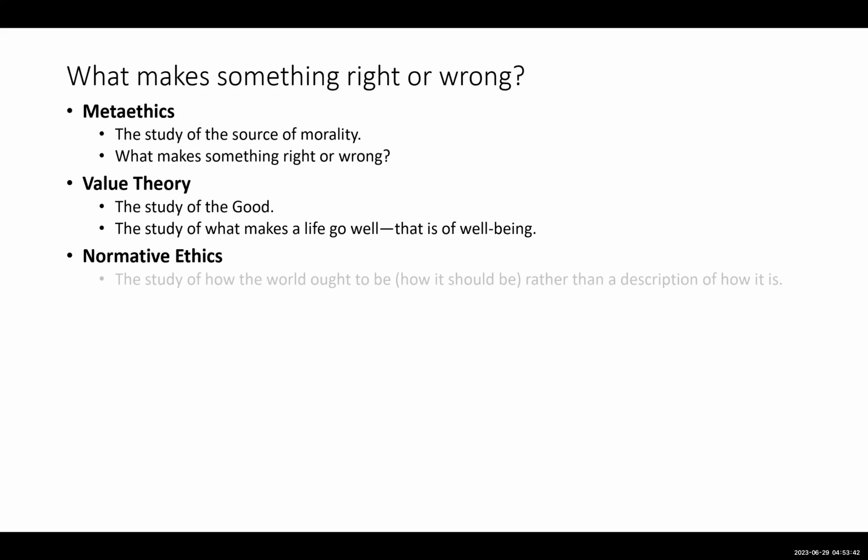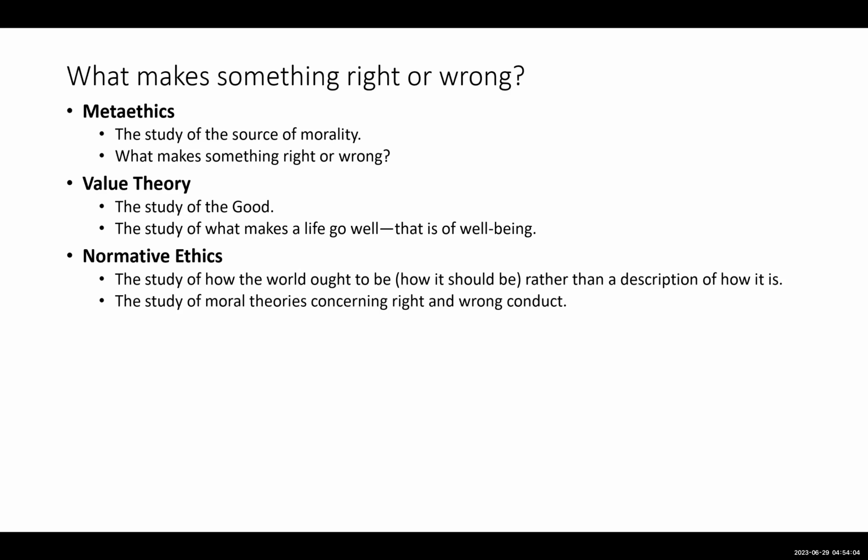Normative ethics is a study of how the world ought to be, or how we think that the world should be, rather than a description of how the world is. I think it's helpful to compare normative studies to science. Science describes the way the world is. We go out and make observations, and then we describe what we've seen, right? So normative ethics is different because we're trying to talk about the way that we would like the world to be. So it's a study of theories concerning right conduct.